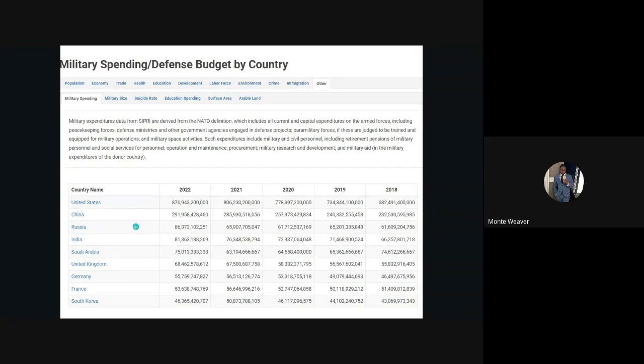And as you can see, China is not that far behind us. And you can see Russia as well. When you think about Russia and Ukraine, right? And this is from 2021 to 2022. We're not even going to talk about the numbers now, but we all know that the numbers are higher, right? But 65,000 to 86,000, that's a big jump in military spending for Russia, right? 806,000 to 876,000 is a big jump for the US.